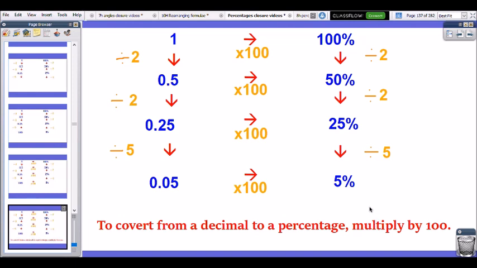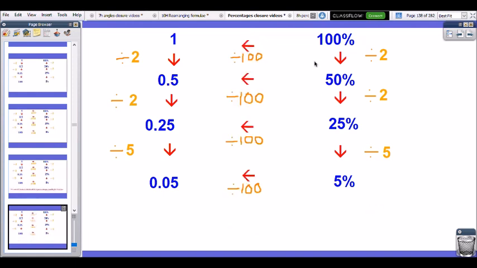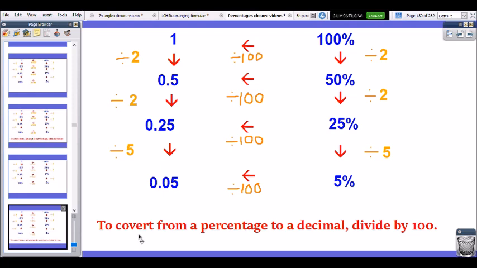This works in the opposite way as well. To get from 50% to its equivalent decimal, I just divide that number 50 by 100, so I can say that 50% is the same as 0.5. And we can generalize. To convert from a percentage to a decimal, all we do is just divide that number by 100. For task 1 today, you need to use this fact. So to get from a percentage to a decimal, just divide it by 100.